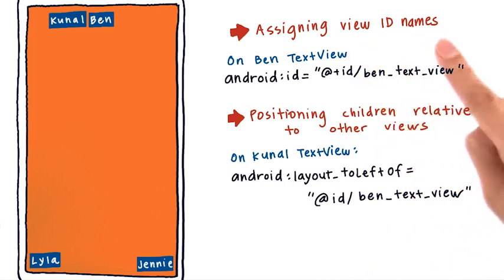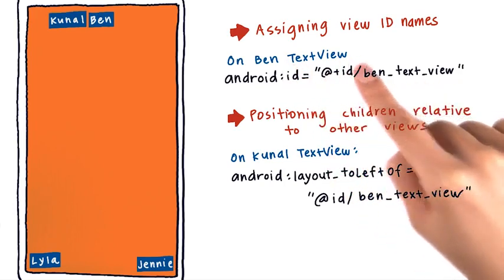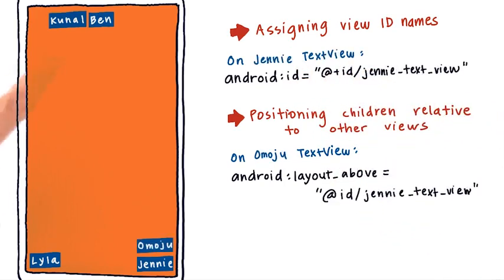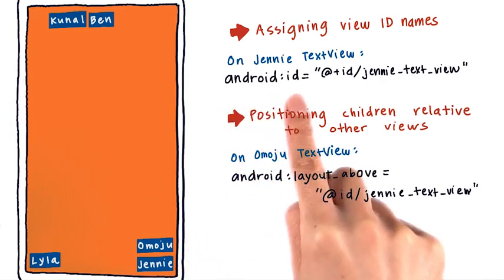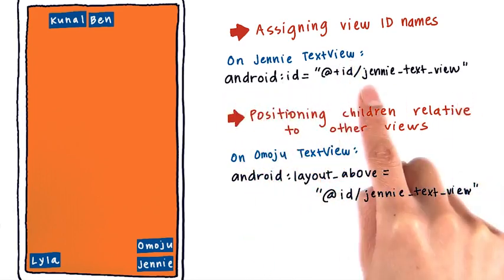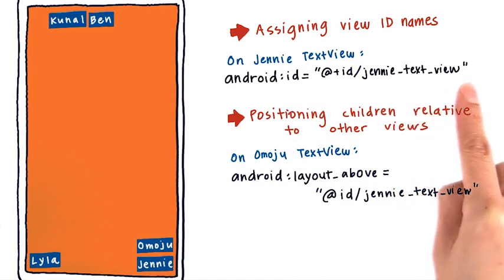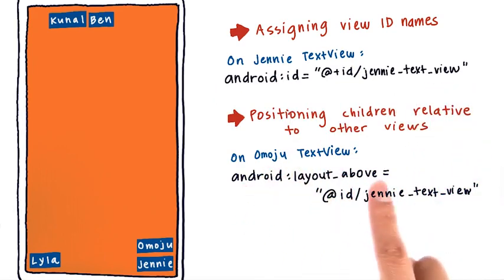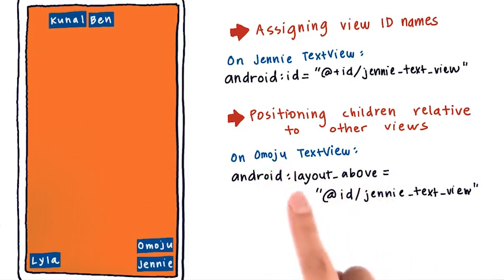When you come up with view ID names, make sure that they're all unique names. Usually picking something related to the content inside of it is helpful. Okay, cool. So that's how you position Kunal to the left of Ben. Now say, for example, we want to position Emoju above Jenny. Since we're going to need to refer to Jenny, we should create an ID for Jenny. On the Jenny text view, we specify this attribute and give it this value. The ID name is Jenny_text_view. On the Emoju text view, we add this attribute. This says that Emoju should be positioned above the Jenny text view. And this is the ID that we created up here.